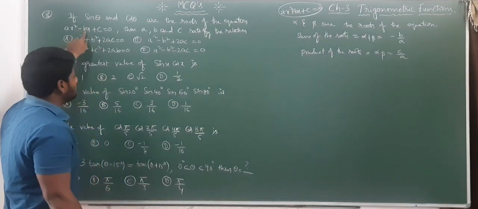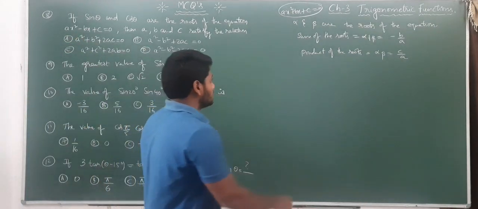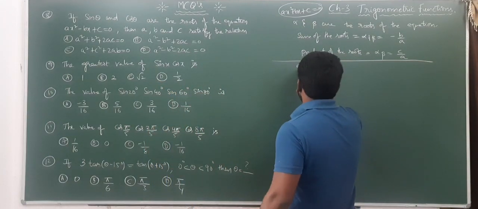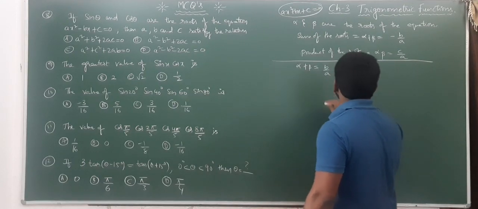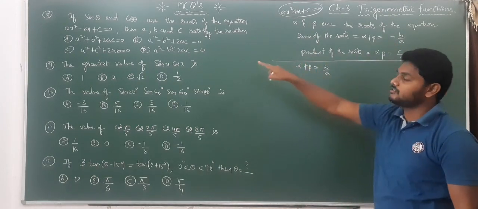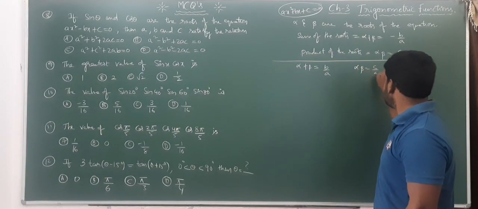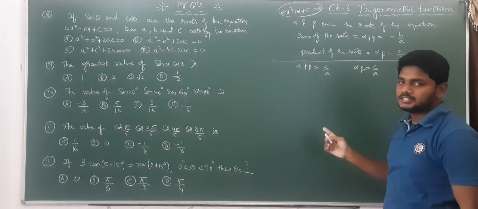That means instead of plus b, what is there here? Minus b. So for that equation, observe that. For that equation, alpha plus beta is equal to what? b by a itself. Why? Because minus of minus b is plus b by a. Next, alpha beta is equal to c by a. So nothing much changes in this. Did you understand this?